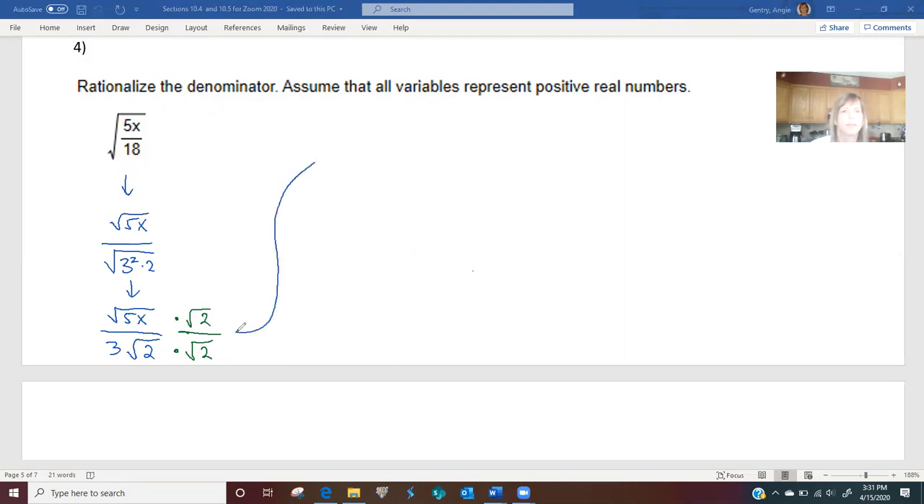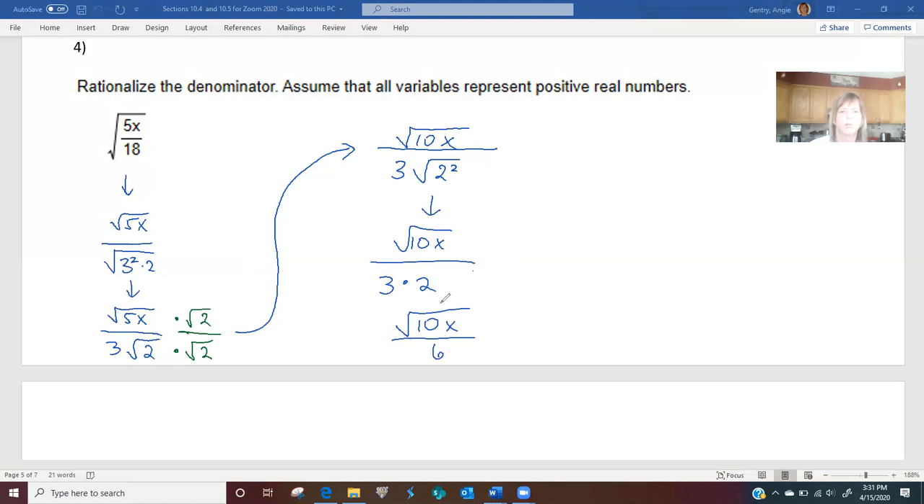And that leads me to upstairs, the product rule still applies. If the index matches, you go under. So you have a square root of 5x times the square root of 2, so that's a square root of 10x. They're all under. And then on the bottom, you have a 3, and you have your square root of 2 squared, which causes 3 times the 2 to come out, right? So you end up with the final answer, square root of 10x over 6.